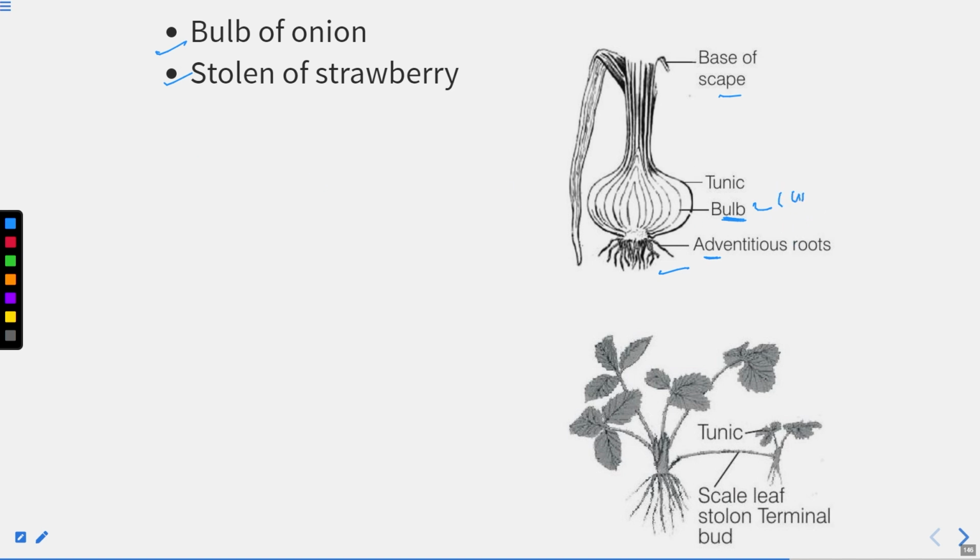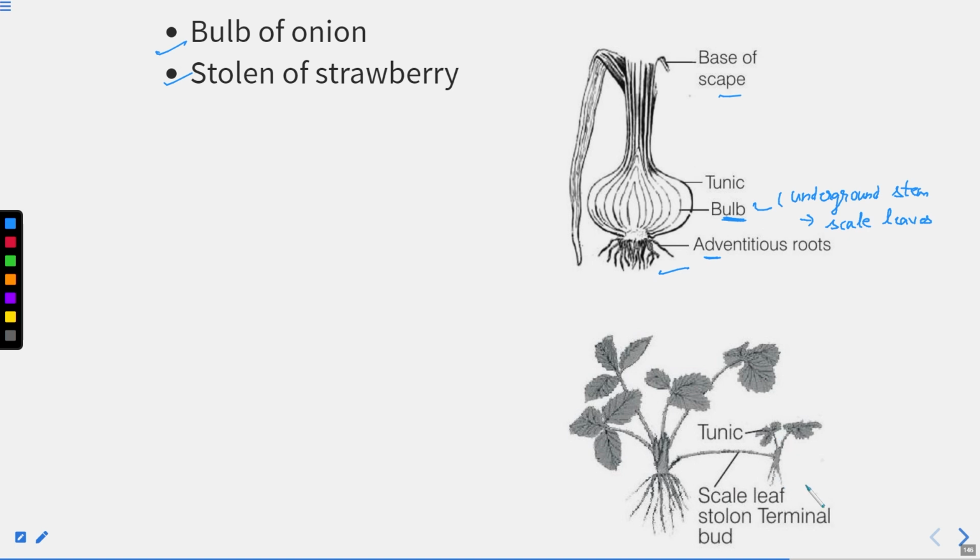Now bulb, okay, it is a modified underground stem. How you can define bulb? It is a modified underground stem that consists of what? That consists of scale leaves. Yeah, or you can say that is surrounded by scale leaves.